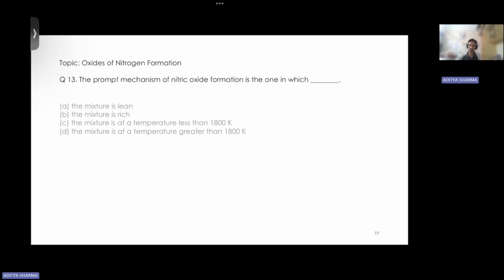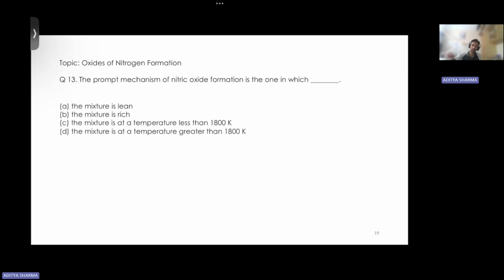So three mechanisms we have studied in lecture 25 on the formation of nitric oxide, out of which the first was the Zeldovich mechanism, which comes into picture when the temperature is well above 1800 Kelvin. Okay.